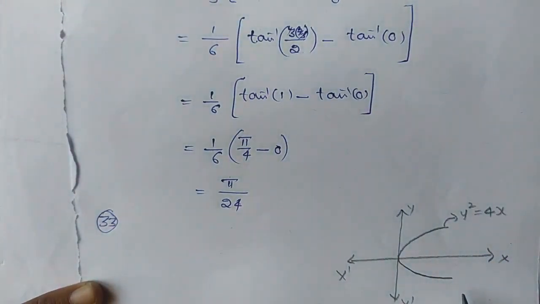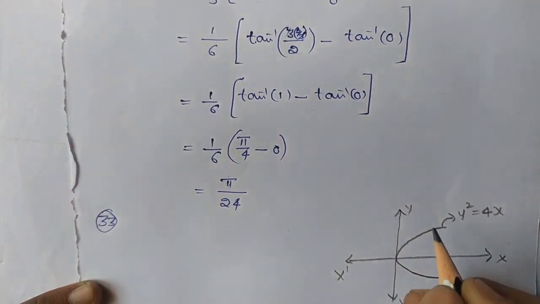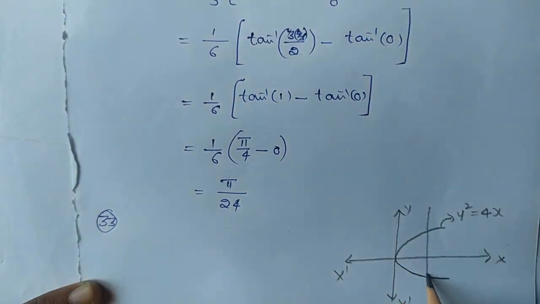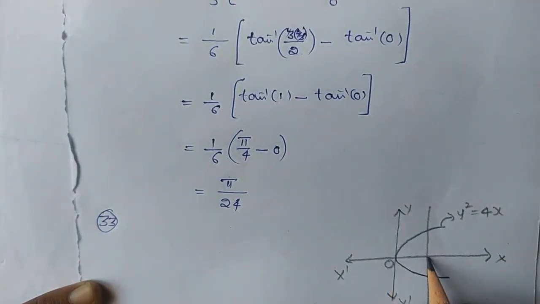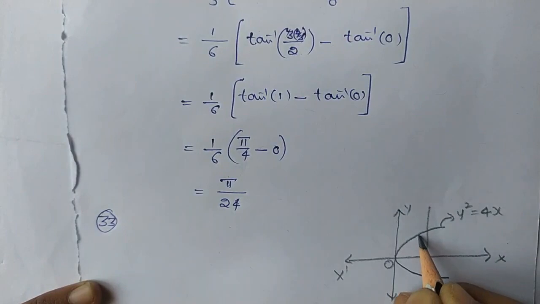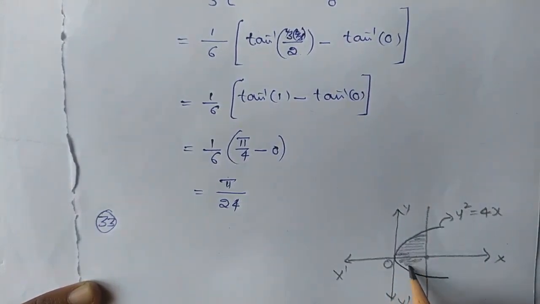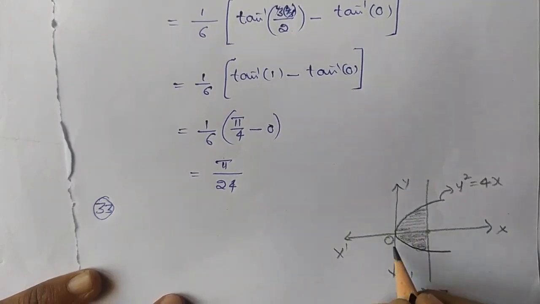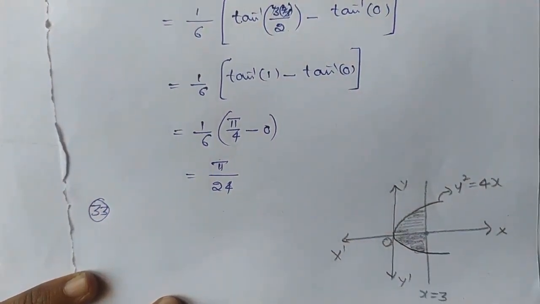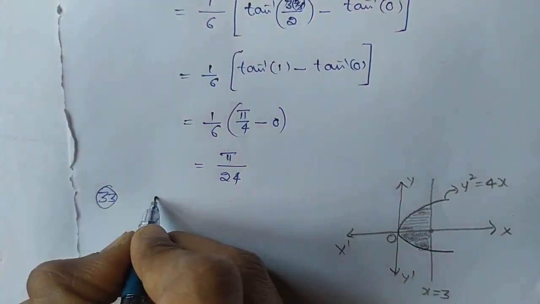Find the area of the region bounded by the curve y square is equal to 4x and the line x equals 3, from origin to x equals 3. We need to find this entire area. Let us apply the limit 0 to 3. First write down the given curve.